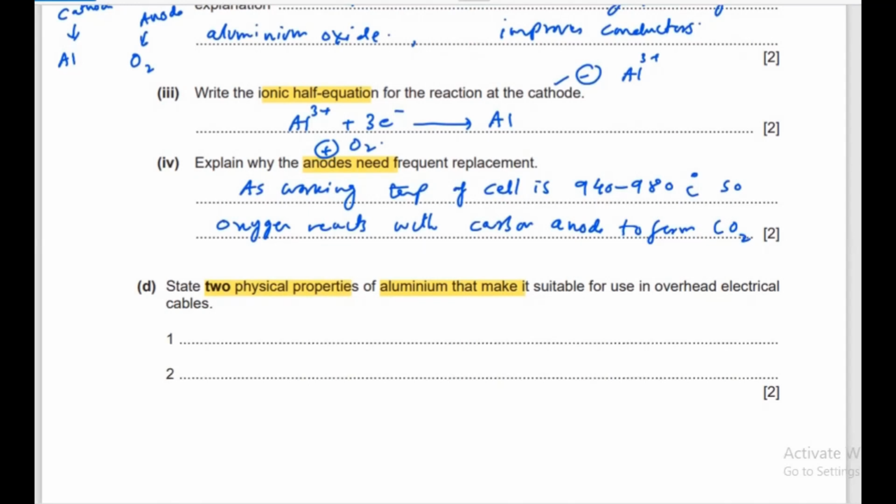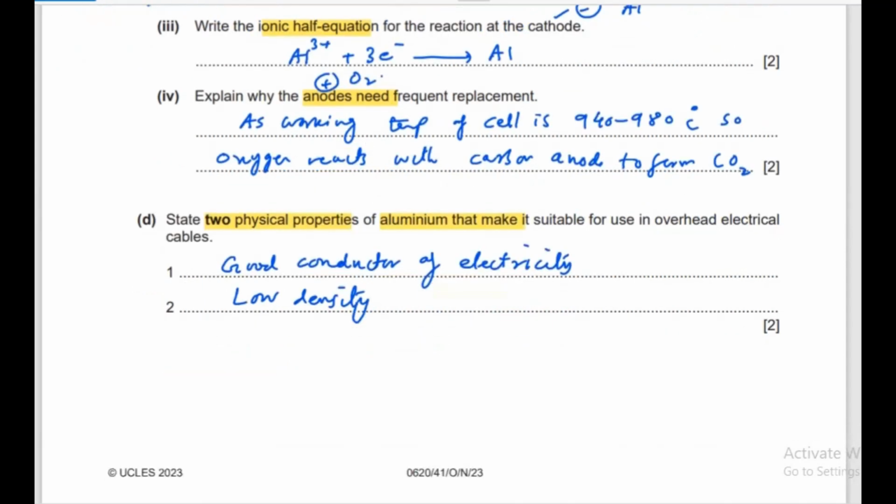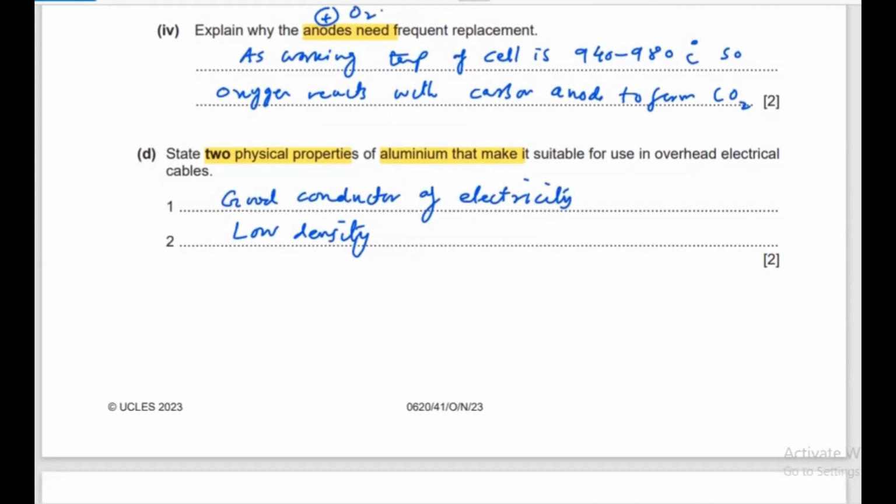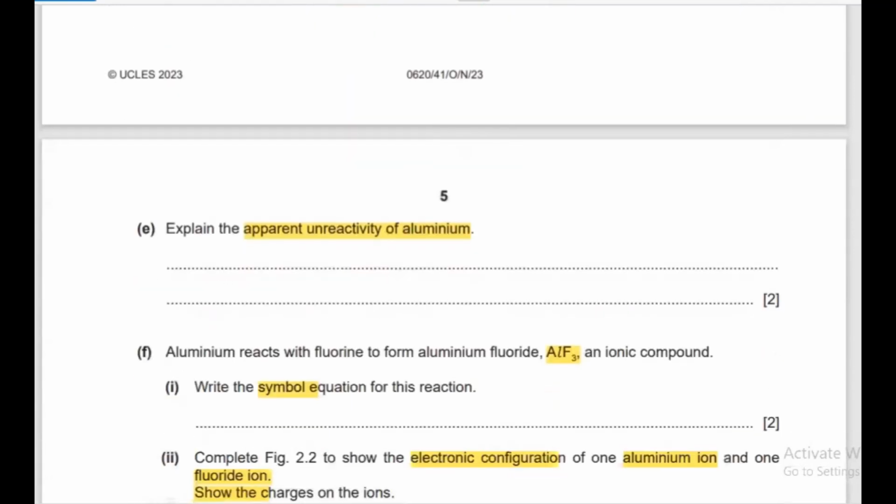State two physical properties of aluminium that make it suitable for use in overhead electrical cables. The first must be good conductivity, meaning aluminium is a good conductor of electricity. And the second is that it has a low density. So these are the two features of aluminium which make it suitable for use in overhead electrical cables.